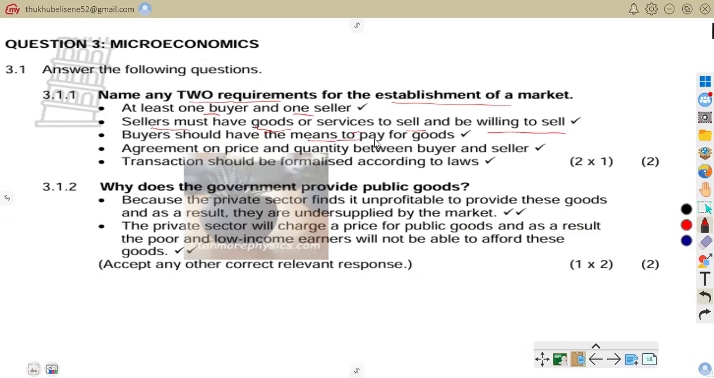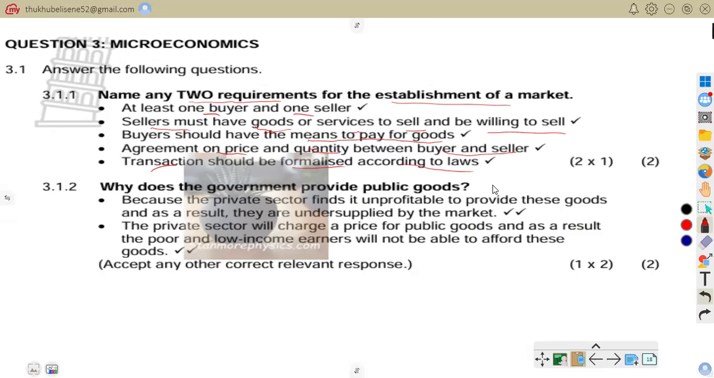Buyers should have means to pay for goods. So for a market to exist, we must have a seller and a buyer. Those buyers must have a means to buy those goods. Agreement on price and quantity between buyer and seller, so there is an agreement between these 2 parties. Also, we are saying transactions should be formalized according to laws. So that is that.